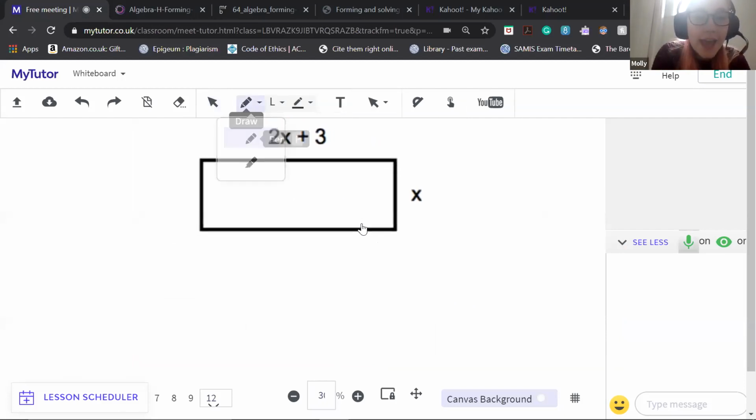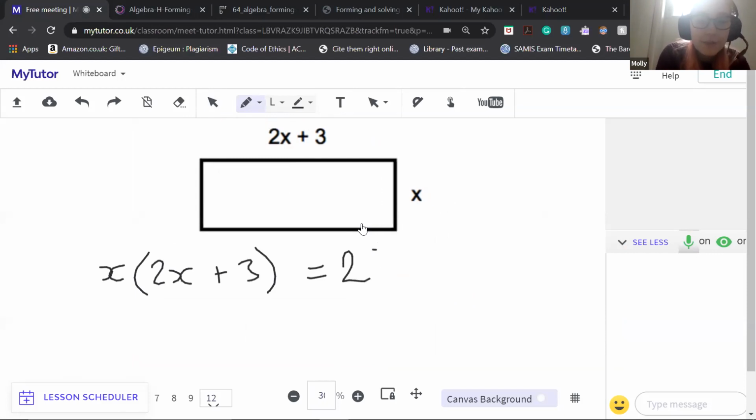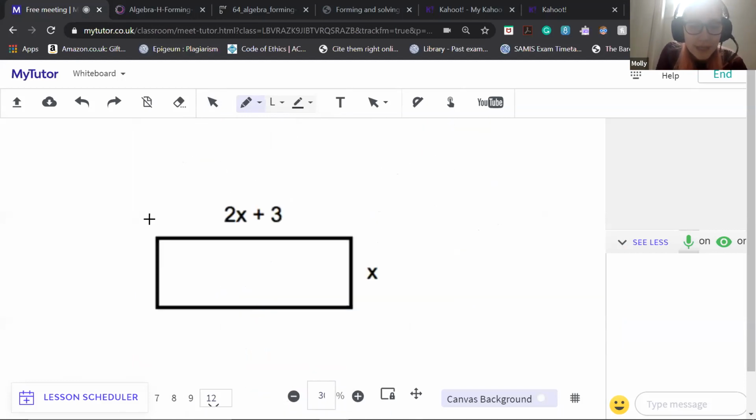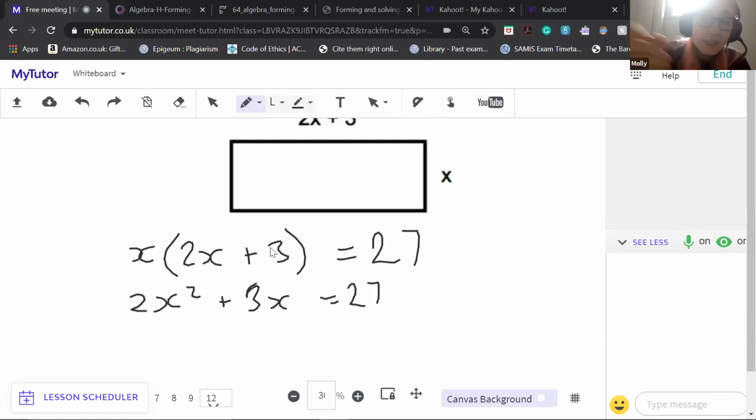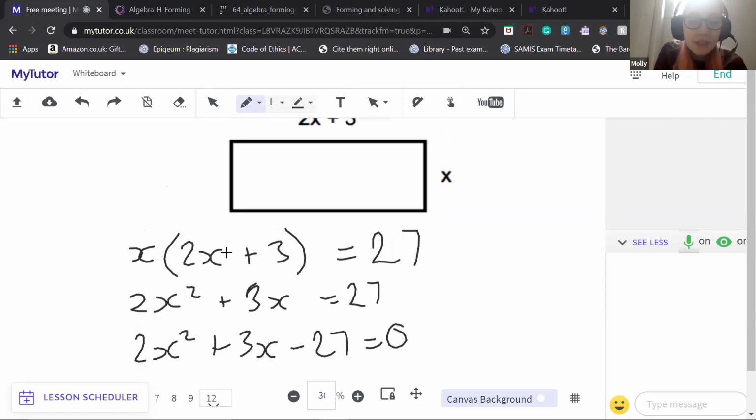So how do we find the area of a rectangle? We do one side length times the other side length, and we know that that results in 27 centimeters squared. So we're going to have a quadratic to solve here. Oh, it did paste down here. Well, we don't want this one anymore. So let's expand out the left-hand side to start with. 2x squared plus 3x equals 27. And then let's make it equal 0, remember. Minus 27 equals 0.